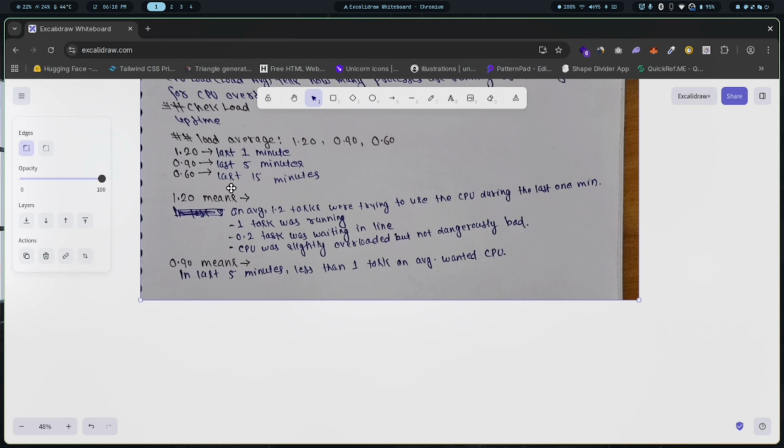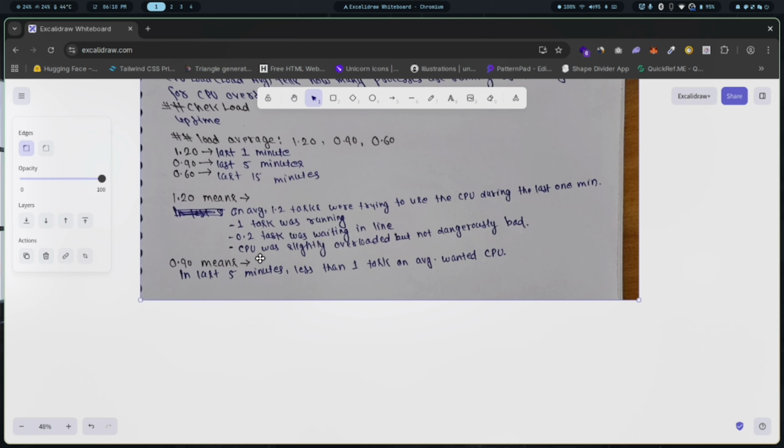And in the last 15 minutes, this is 0.60. This is the third value. This is basically the average of the processes that wanted to use the CPU in the last 15 minutes. This is 0.60. It is very lightweight.